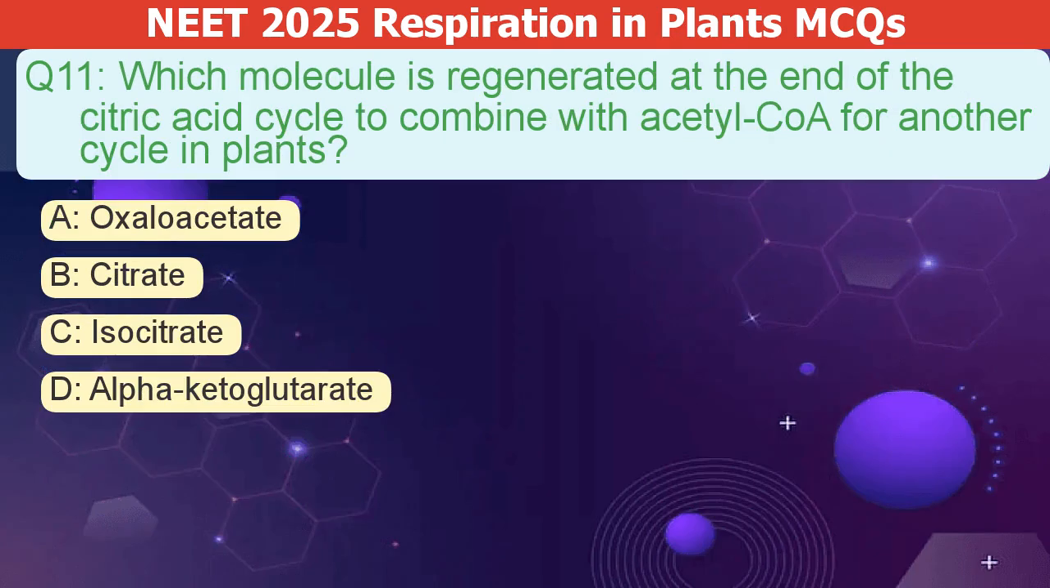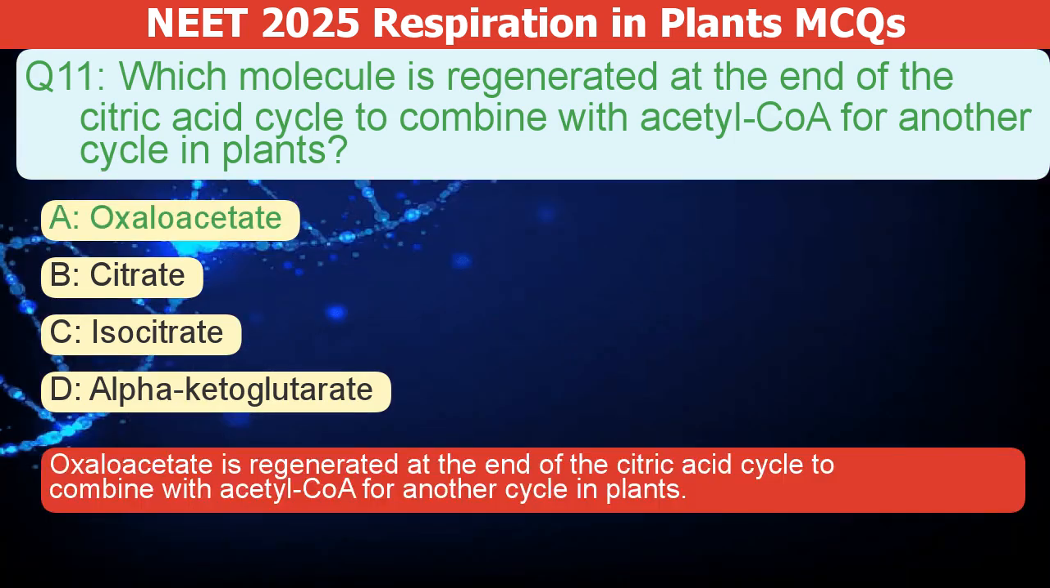Which molecule is regenerated at the end of the citric acid cycle to combine with acetyl-CoA for another cycle in plants? A. Oxaloacetate. B. Citrate. C. Isocitrate. D. Alpha-ketoglutarate. The correct answer is A. Oxaloacetate is regenerated at the end of the citric acid cycle to combine with acetyl-CoA for another cycle in plants.